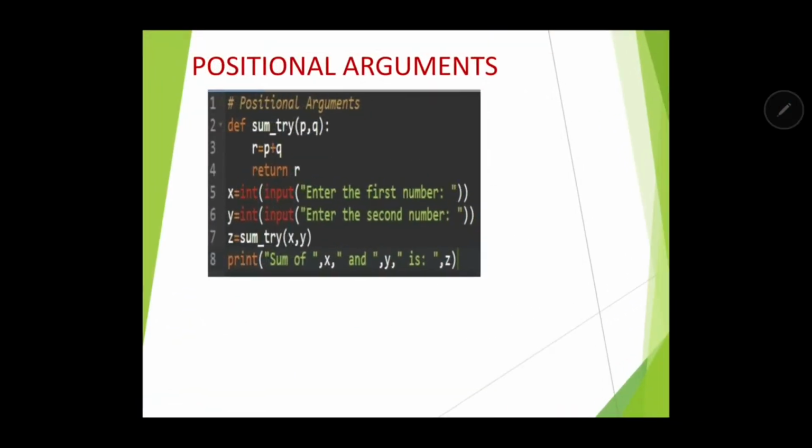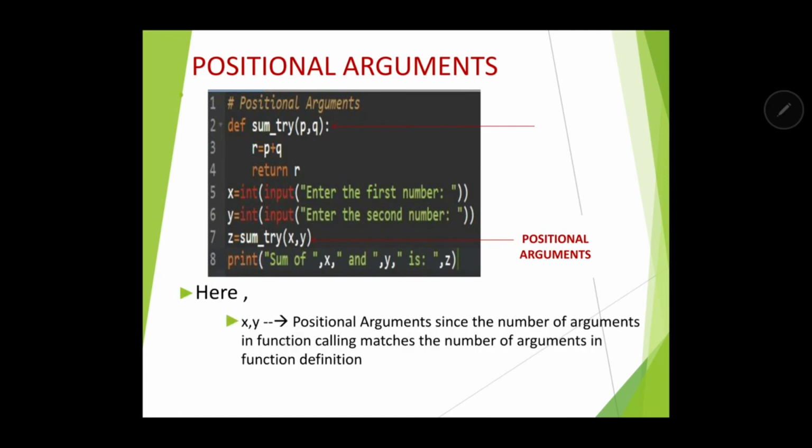So this is the code. Here x comma y are the positional arguments. Why are they positional arguments? Because here we have two arguments and two parameters, and both match, so the number is matching. x corresponds to P and y corresponds to Q. So x comma y are positional arguments since the number of arguments in the function call matches the number of arguments in the function definition.